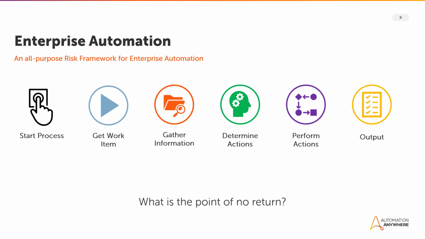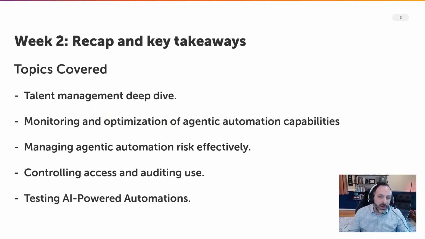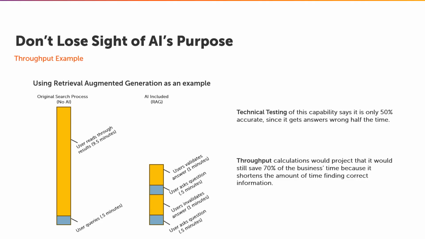And the first of which laser focused on making sure you could get the most out of APA use without risking negative impacts to the business by offering a design framework that let you break things down into stages. I hope the concept of point of no return resonated with you. We then also touched on how to do access management and auditing within our control room, which is key for any program success. Lastly, we talked about testing agentic AI and the ways that it's different than the way we're used to.